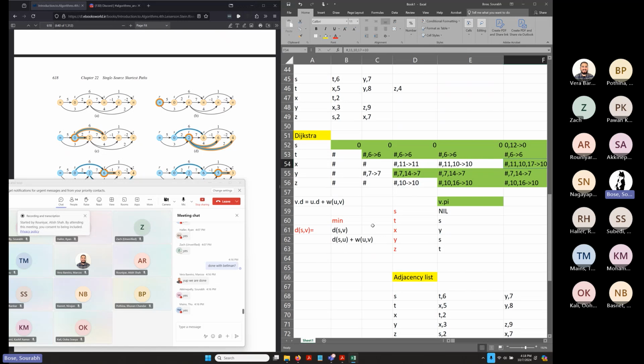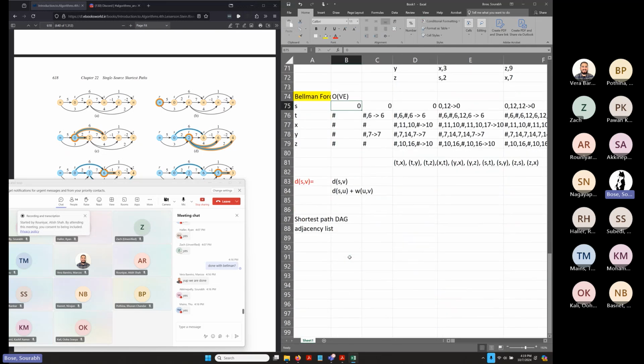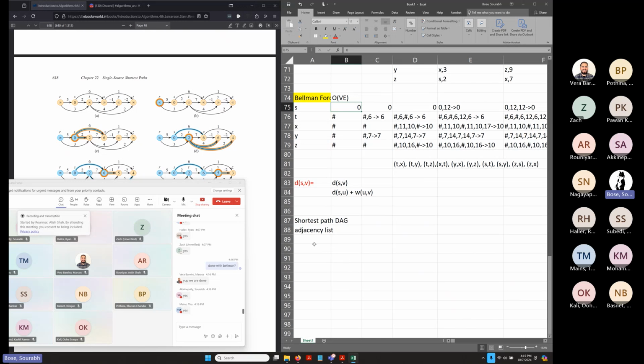Like Dijkstra's time complexity was what? It was big O of V plus E log V, right? What was Bellman-Ford's time complexity? Well, that was big O of VE, V minus 1 times update every edge, right? That was basically V cubed.